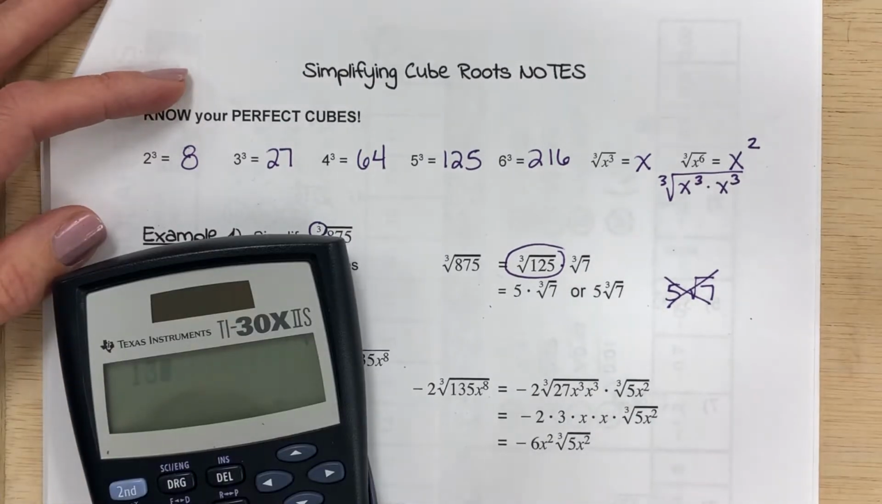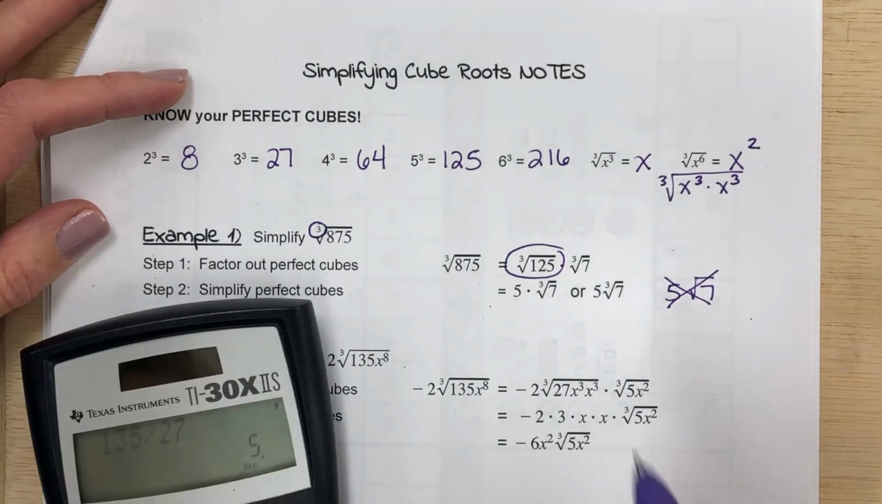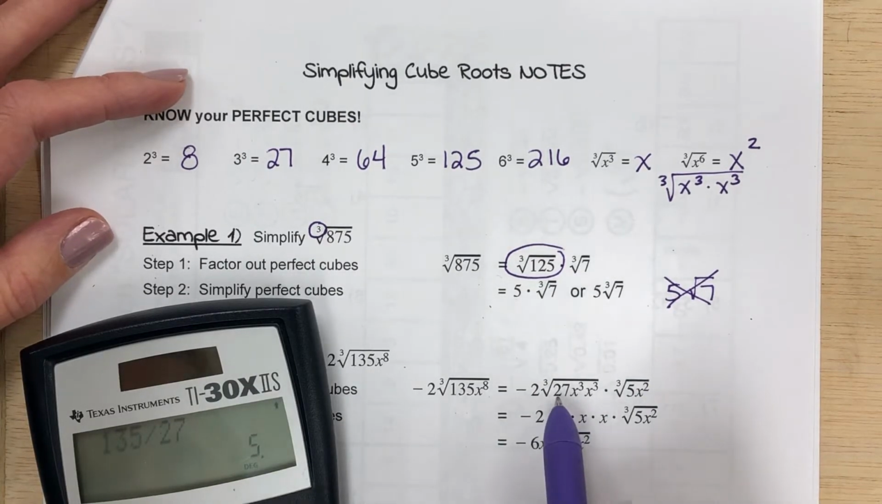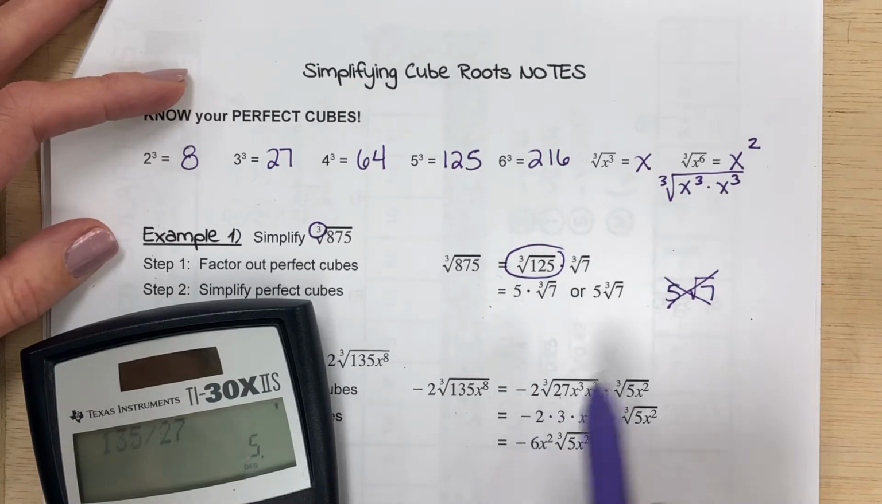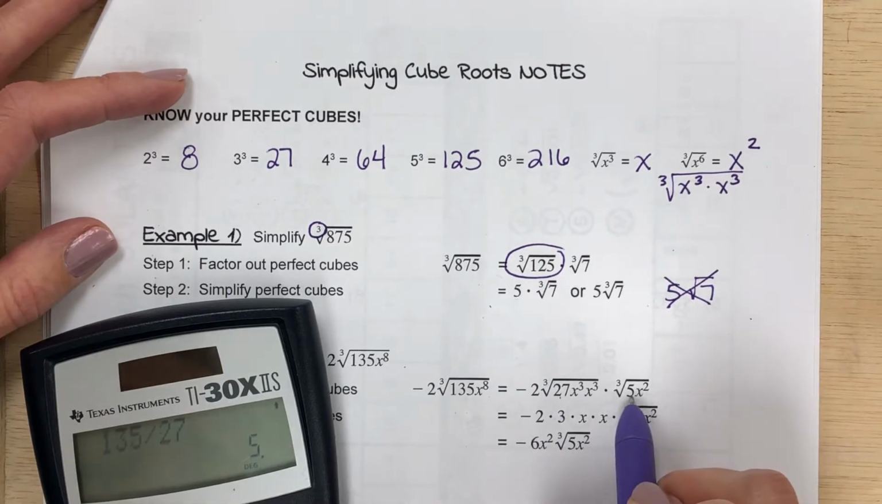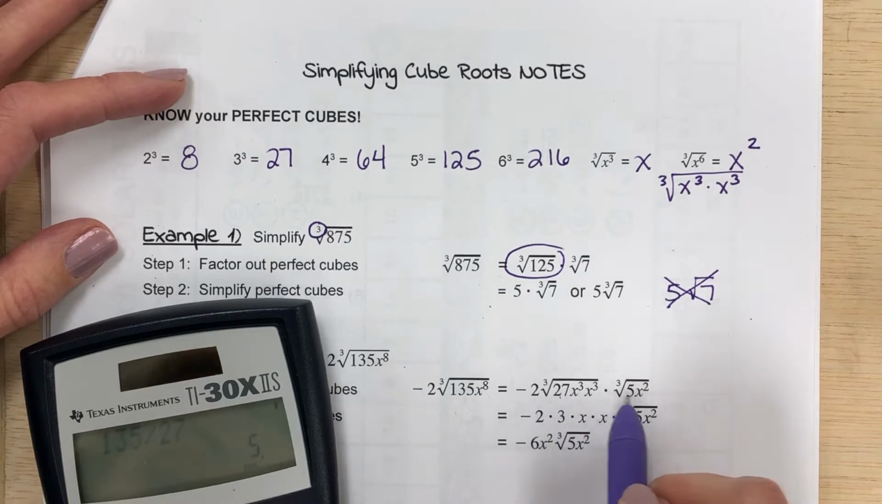Well, let's see, 135. I know 8's not going to go into it because it's odd. Let me try 27. Oh, it goes in, yay. 5 times, okay. So I'm going to factor out a cubed root of 27, and then over here I'm going to have my leftovers of 5. So there's 27 and 5.